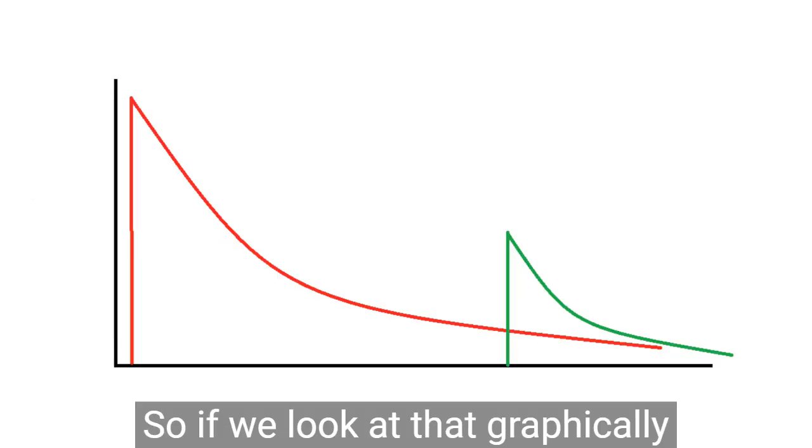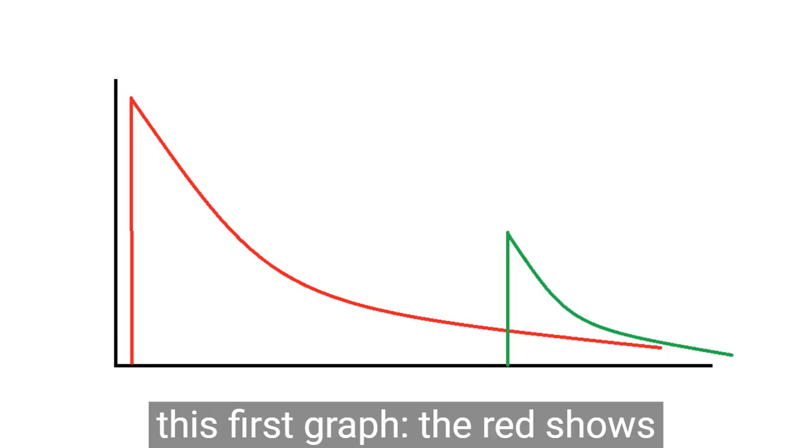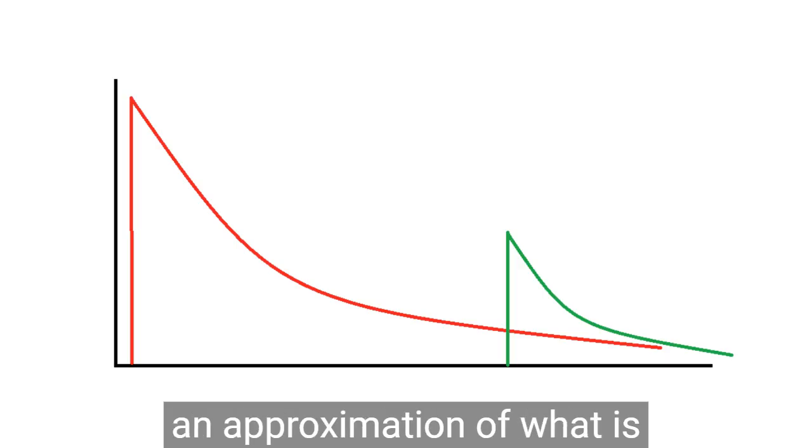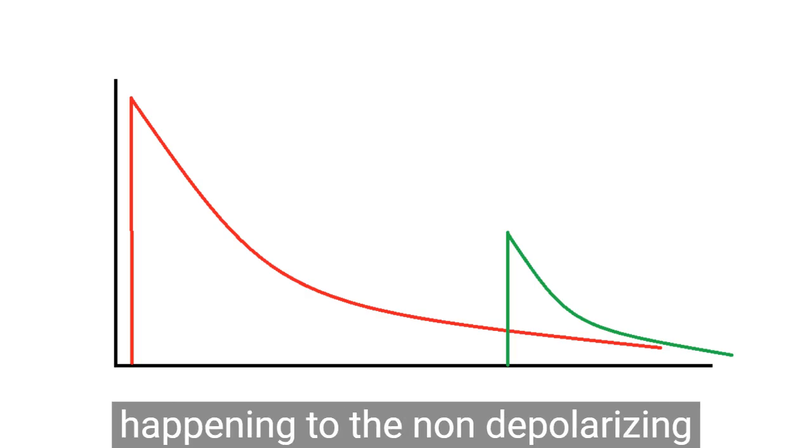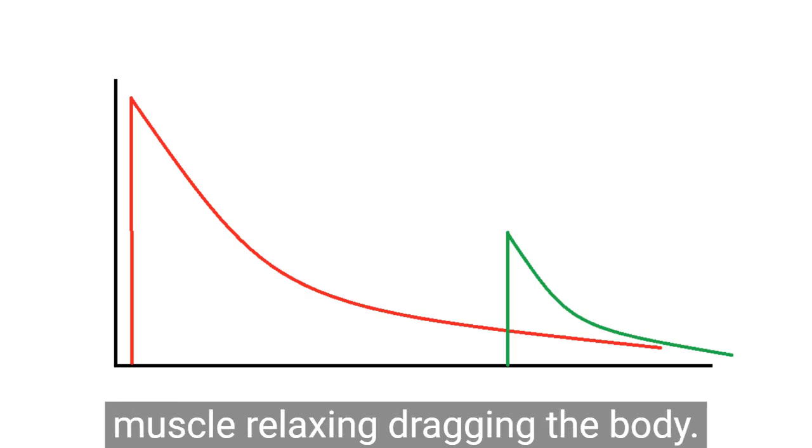So if we look at that graphically, this first graph, the red shows an approximation of what is happening to the non-depolarizing muscle relaxant drug in the body.